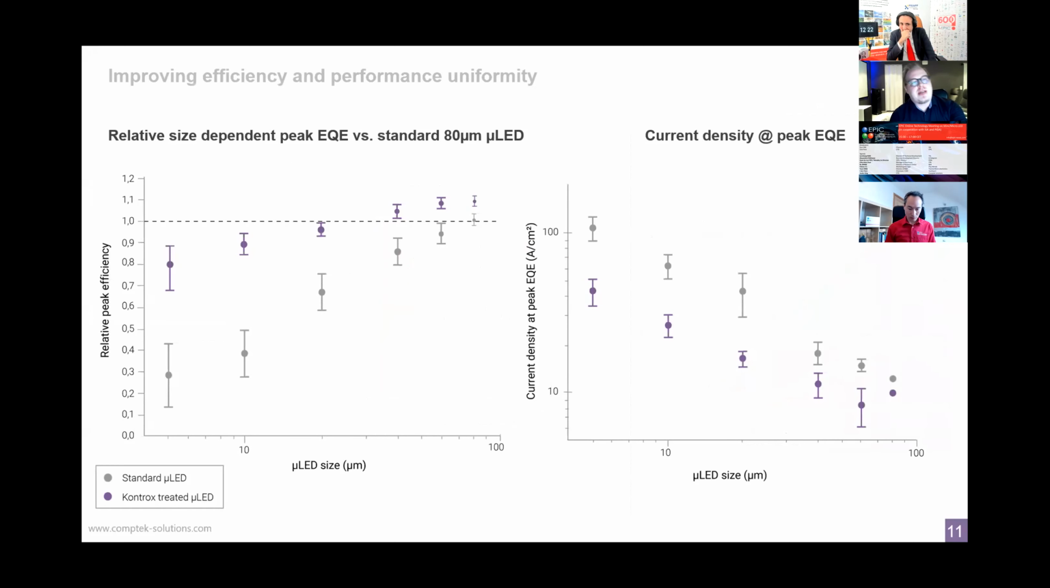And yet more examples. Like I said, the size dependency of the efficiency is a very big issue, and this left-hand side graph shows the relative efficiency versus a state-of-the-art 80 micron micro LED. You see that normally when you decrease from 80 micron to 5 micron, you have only about 30% of the efficiency. But when we do our process, we see big improvements. Basically the size dependency of the efficiency is reduced a lot. And the same goes with the current density. The current density is reduced a lot because of the efficient passivation.